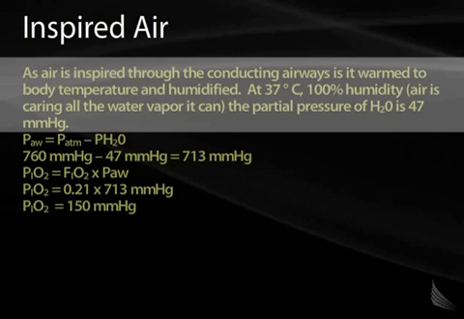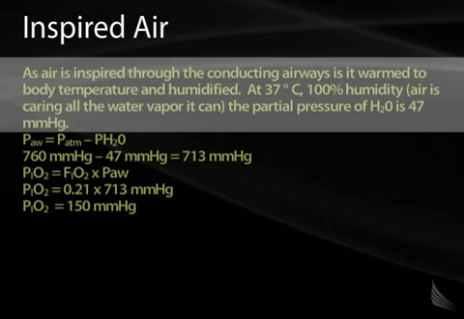The air that we breathe in travels through those conducting airways. During that travel through, it's warmed to body temperature and it's fully humidified. Therefore, at 37 degrees and 100% humidity, the air is carrying all the weight of water vapor that it can. The partial pressure of water vapor is 47 millimeters of mercury. So if we look at the air that's in our trachea when we're taking a breath in, or in our conducting airways, we're going to need to subtract out those 47 millimeters of mercury of water vapor, so that the total pressure that oxygen will contribute to is 713 millimeters of mercury, 760 minus 47.